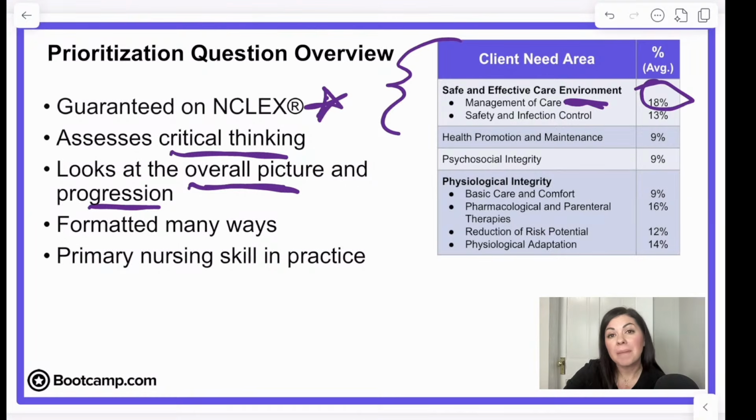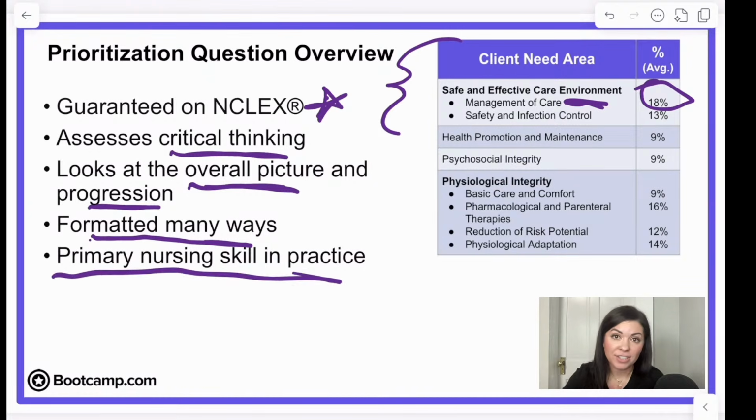I also want to remind everybody that prioritization questions can be formatted many different ways. So what I did today is I made sure that I brought 3 practice questions that we can go through together that are all formatted a little bit differently so you can get a variety of experience in how you might see these items asked. And then also, I just want to remind everybody that prioritization doesn't stop after NCLEX. It is a primary nursing skill that you need to continue to work on practicing and developing so that you can be a safe nurse.